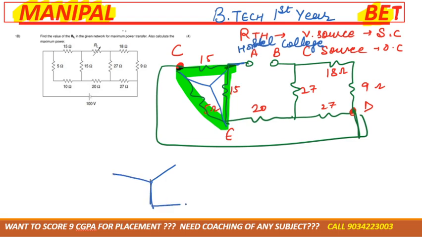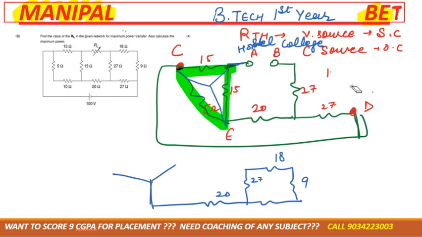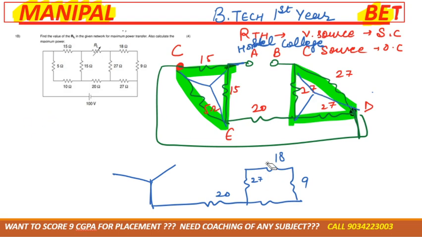The 20 I have not touched yet, it will remain as it is. You can see 18 and 9 are also in series, so convert them into series, then it will make 27, and again it looks like a delta, right? So we can convert delta to star, right? Yes, we can convert delta to star.